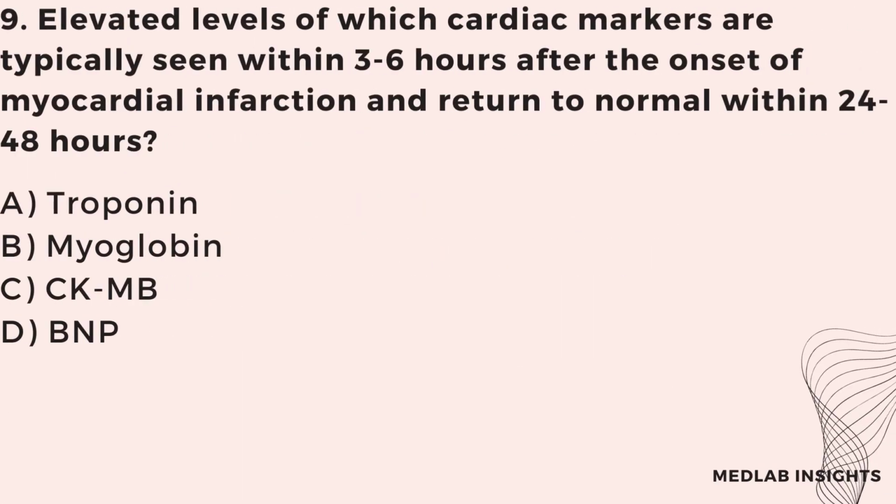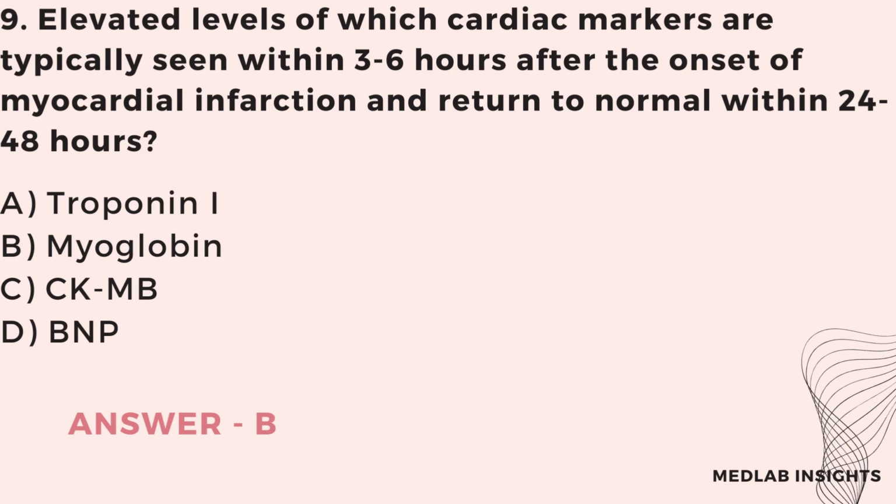Next question. Elevated levels of which cardiac markers are typically seen within 3 to 6 hours after the onset of myocardial infarction and return to normal within 24 to 48 hours? Options are A. Troponin, B. Myoglobin, C. CK-MB, D. BNP. Answer is option B, myoglobin.